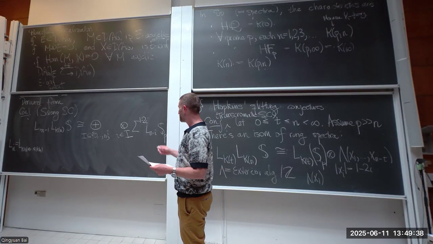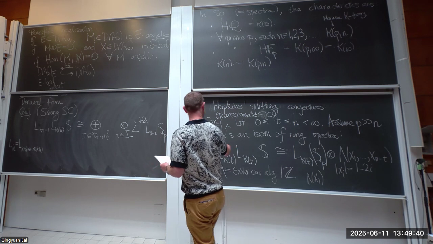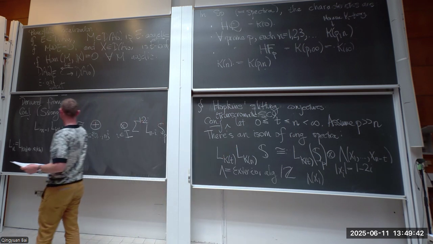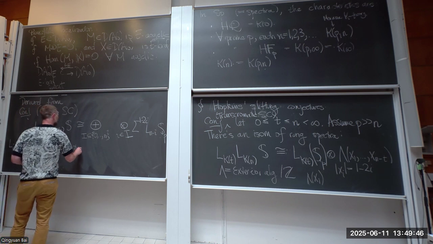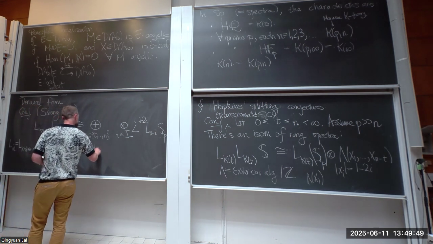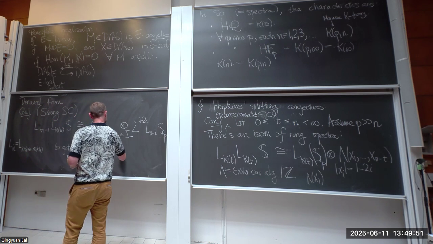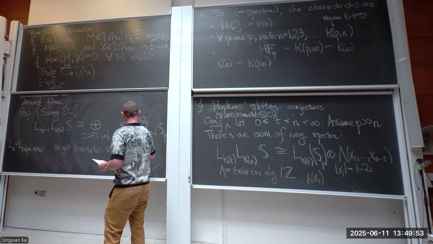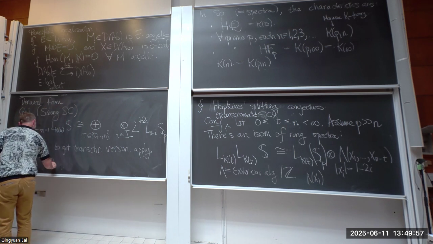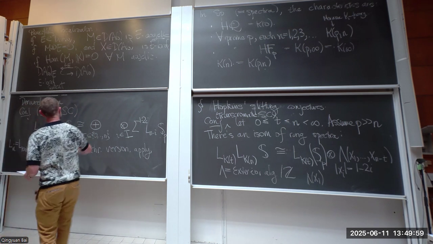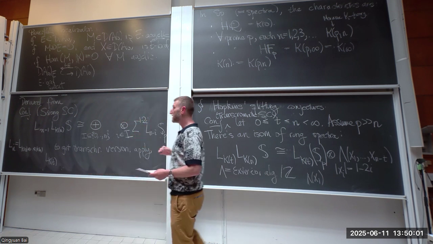And why does this apply to this? Okay, so omitting some details, to get the transchromatic version, I'm just going to apply L_{K(t)} to both sides of this conjecture.